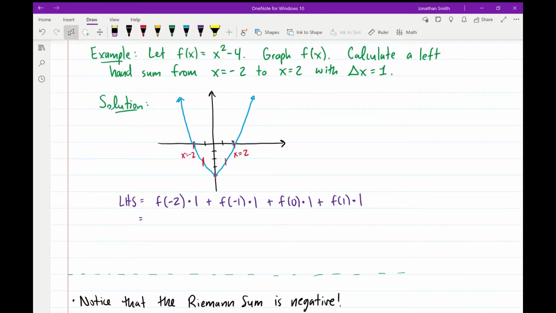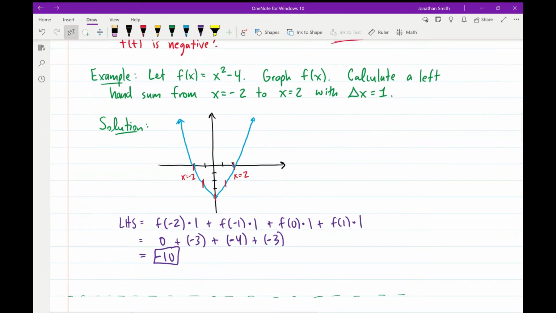And now I'm going to go back through all of this function notation that I have and replace it. So f of negative 2 is going to give me a 0. F of negative 1 is going to give me a minus 3. F of 0 is going to give me a minus 4. And f of 1 is going to again give me a minus 3. And if I add these things together, I end up with negative 10. So in this case, the left-hand sum gives me a negative 10.